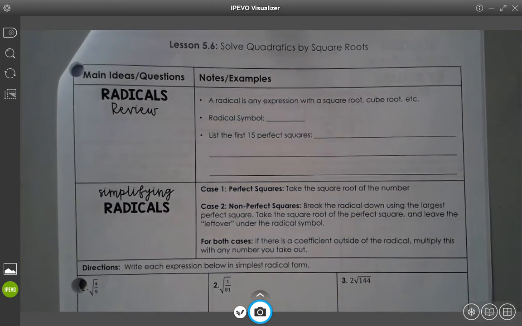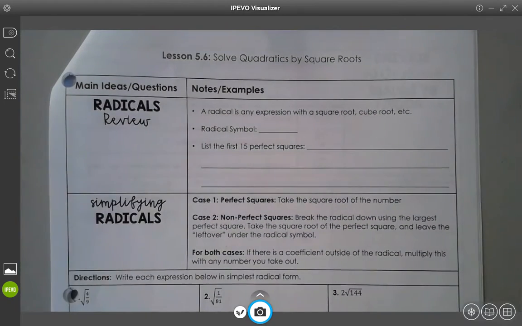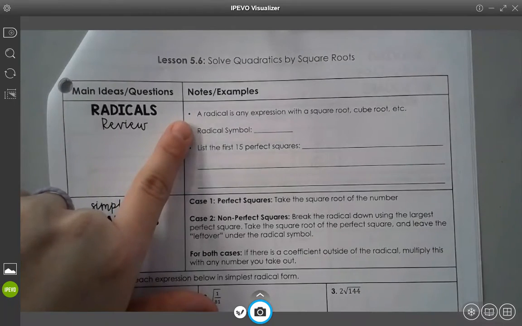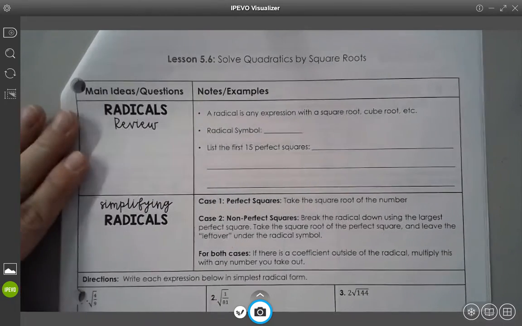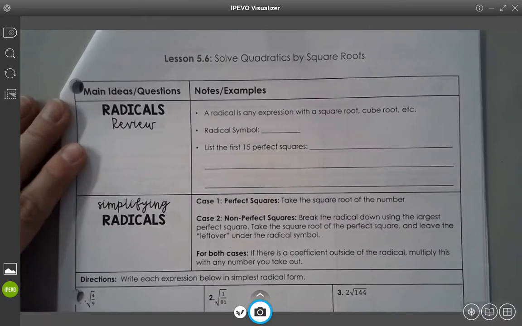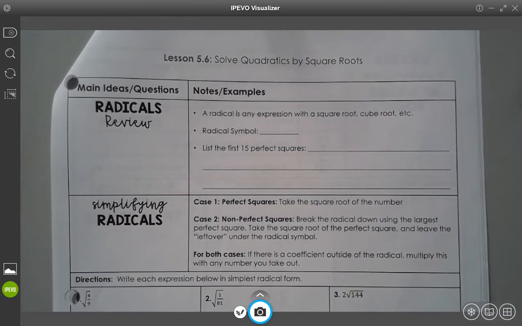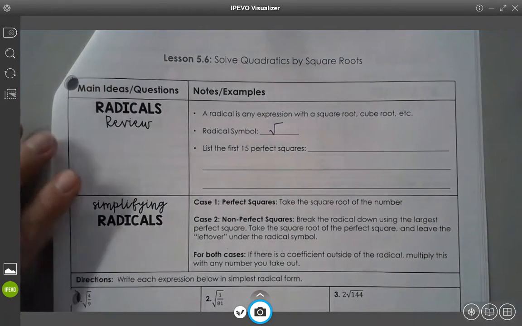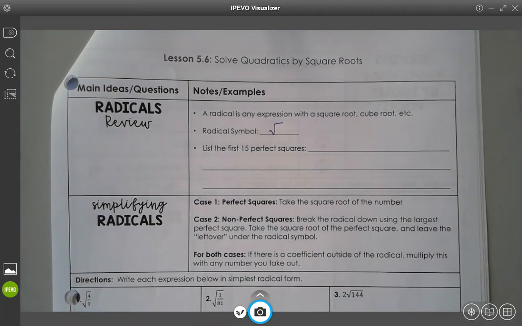All right, 5.6. This is another method for finding the x-intercepts as opposed to factoring. And before we actually get into that, we've got to learn how to simplify a square root. A radical is kind of another word for a square root, but a radical is the symbol that could be a square root, cube root, or anything like that, but we're going to be using square roots. So I might use the word radical as opposed to square root.